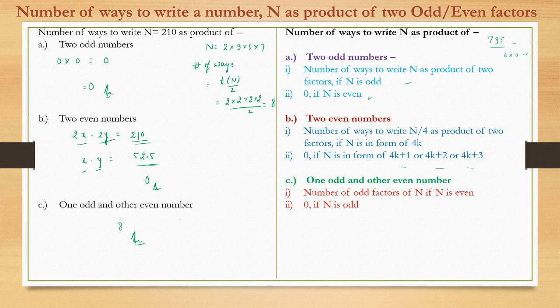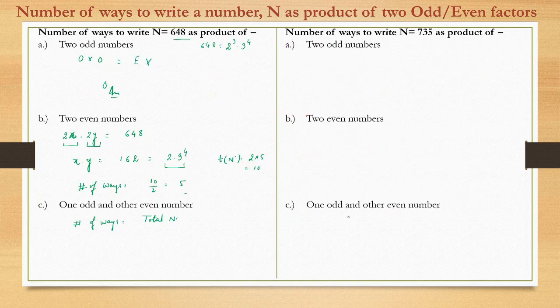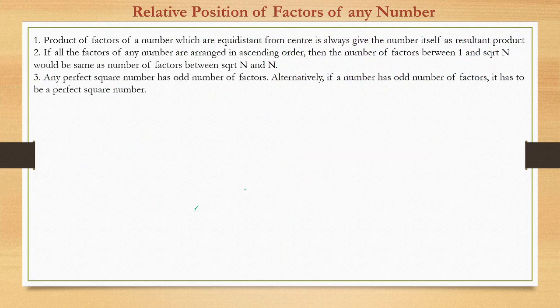Now the case of one odd and the other even number, that also we saw. One odd and one even would be possible in the case of an even number only. In the case of odd, it's not there, because one odd and one even will never give an odd number. The number of ways for odd and even would be the same as the number of odd factors of n if n is even. This we had seen here in this case, right? So this was the case here.